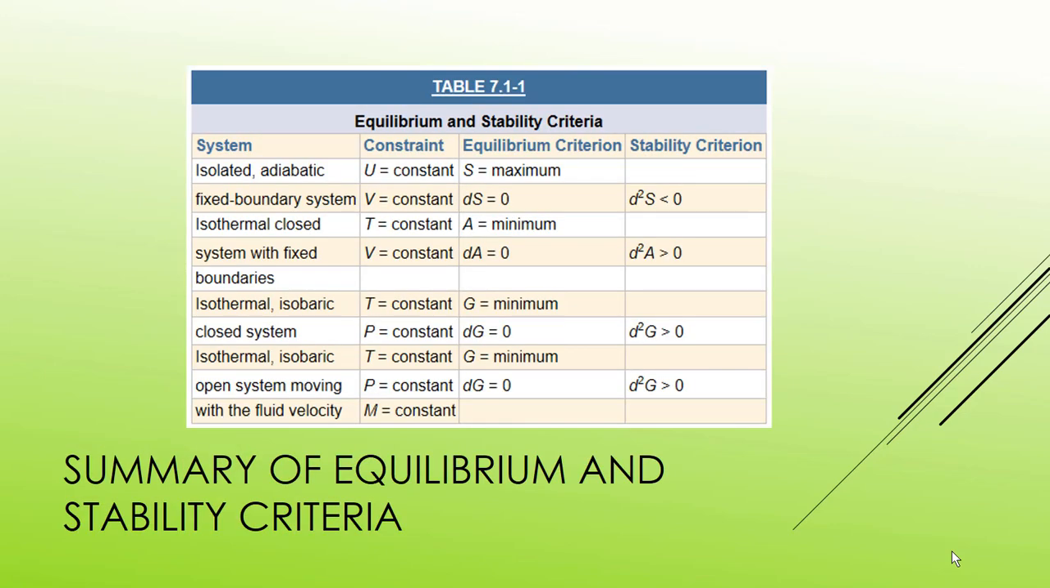A table in our textbook summarizes this for various systems. And I'm just going to leave this here. You can pause and look at this. We will, in the next video lesson, be looking at stability criterion, the final column of this table.